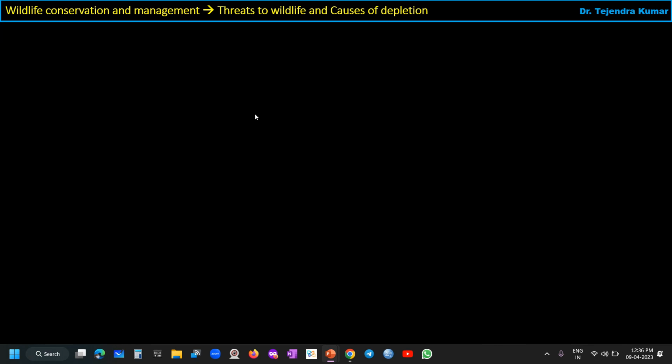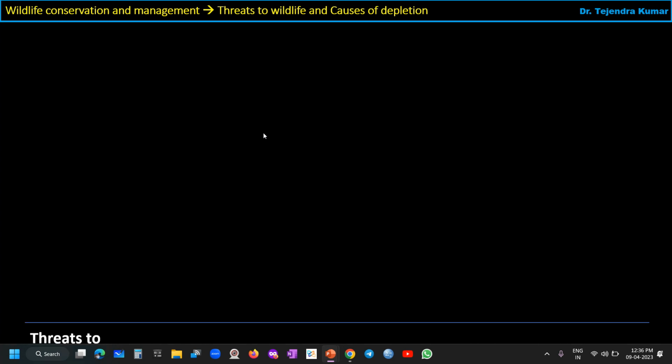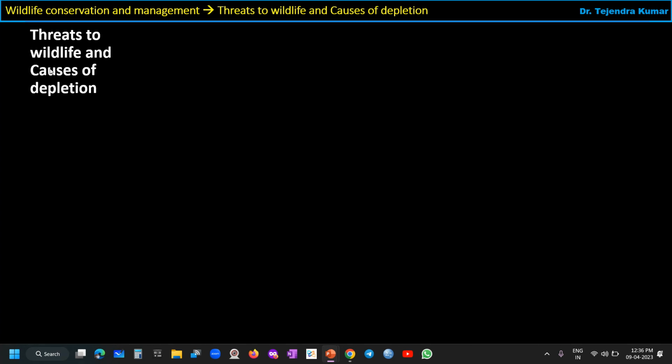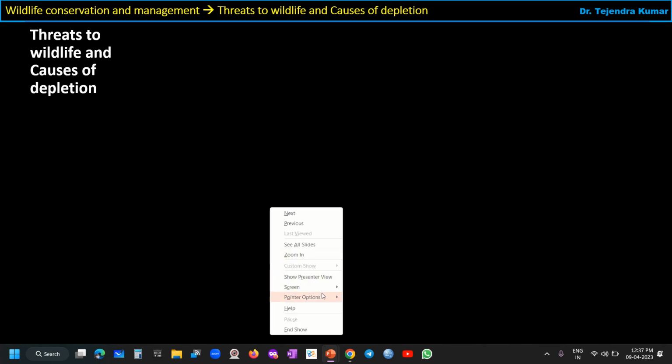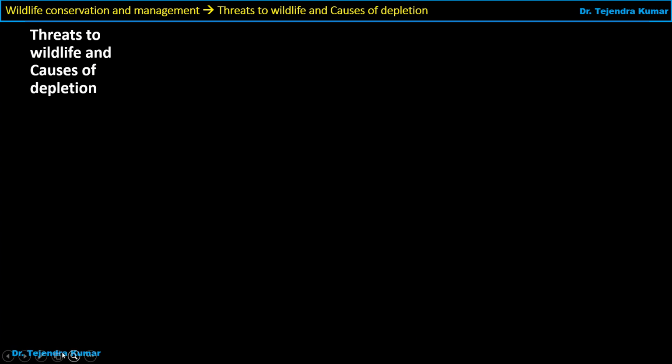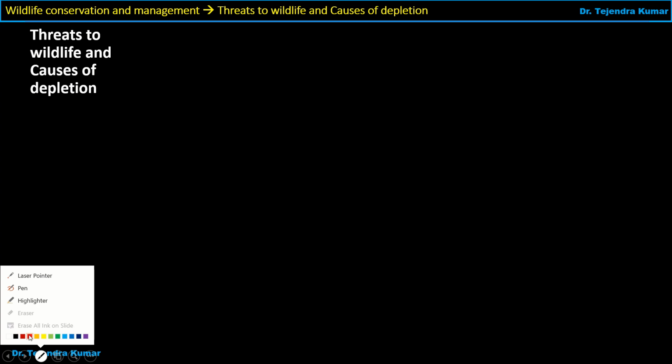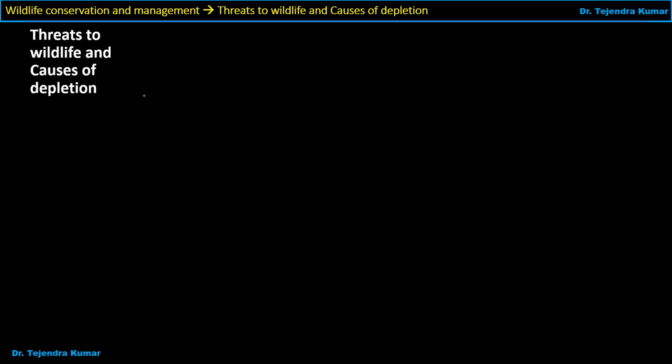Okay, so let's discuss the next topic, and that is the threats to the wildlife and causes of depletion. What are the main threats to the wildlife? How is the wildlife being affected, and why is it depleting? What are the main reasons behind that? So, let's see one by one.